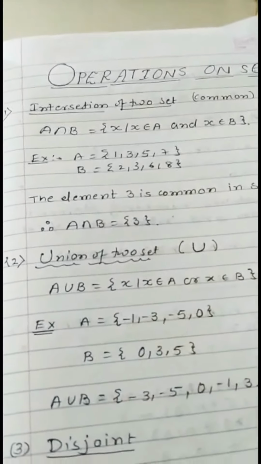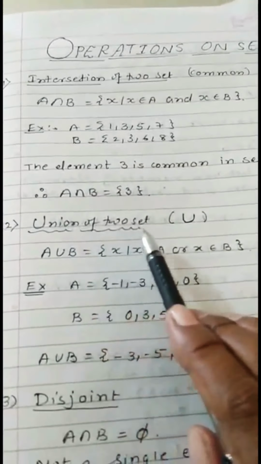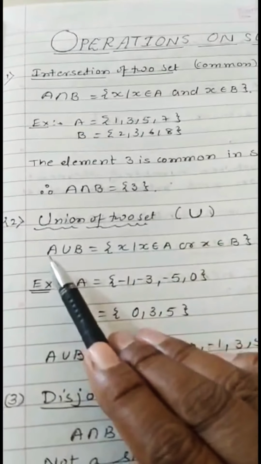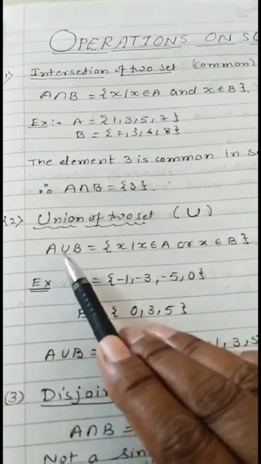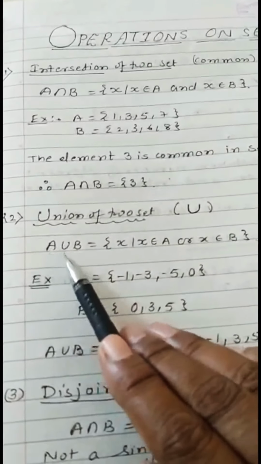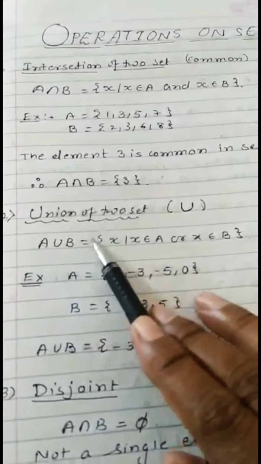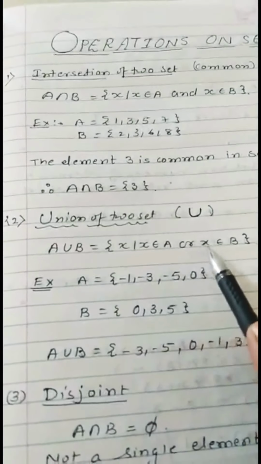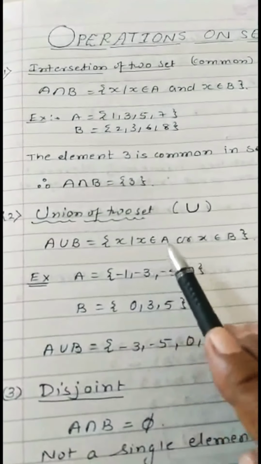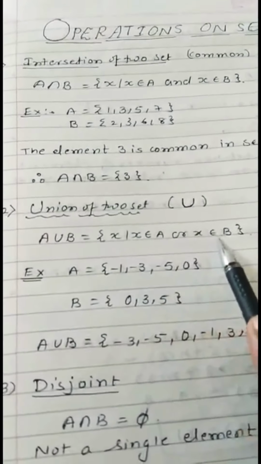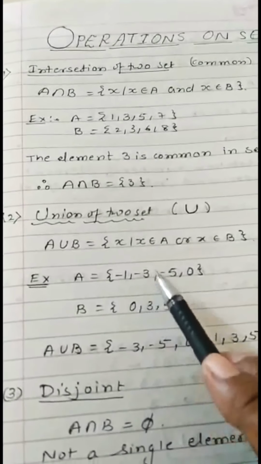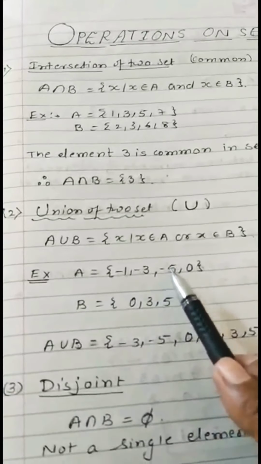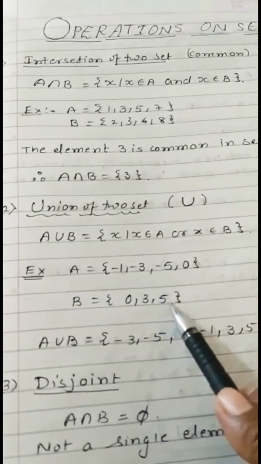Now the next operation is the union of two sets, represented by U. In rule method, A union B is the set of all x where x belongs to A or x belongs to B, meaning x should be from either A or B. If there is a common element between A and B, we have to write the element only once. So no repetition of elements is allowed.